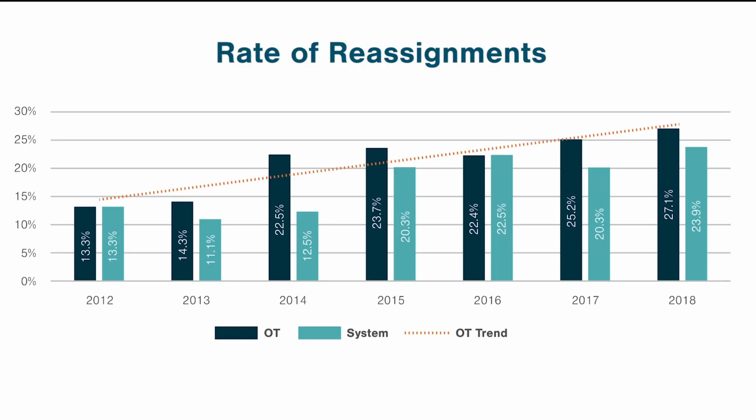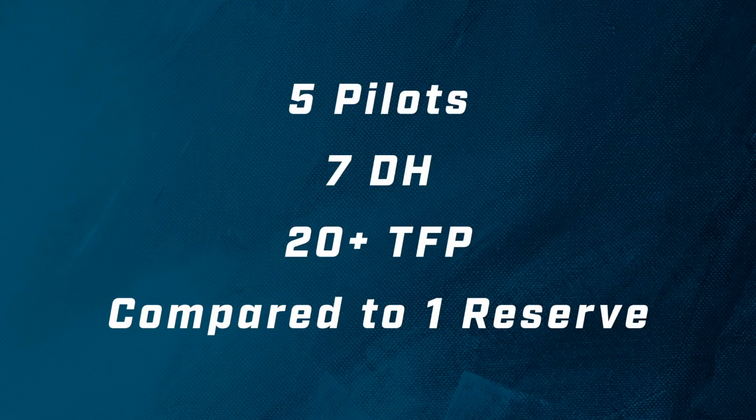Over the next few minutes, we'll break down a recent example of how a cascade of changes were not only excessive, but truly inefficient. In the end, SkySolver chose to disrupt 5 pilots and introduce 7 deadheads at a cost of more than 20 trips for pay.